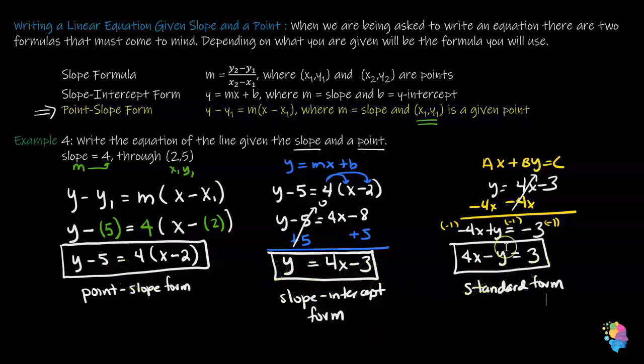Where you stop depends on what they're asking you. If they don't specify, you can stop here. If they want the slope-intercept form, you will have to move to the next. And if you're being asked for the standard form, then you move to the next one. Let's try another example here.